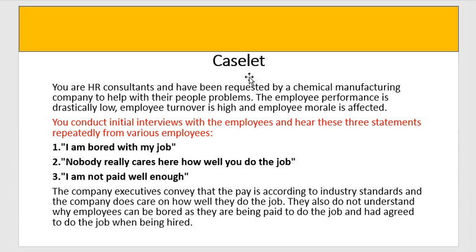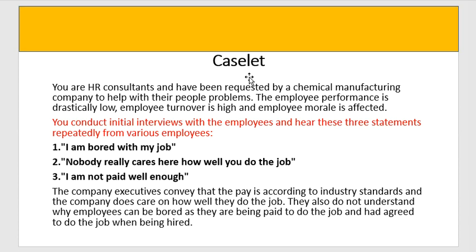The employee performance is drastically low. That's why they're calling you. Employee turnover is high. That means people are leaving the organization, and employee morale is affected. So, as normal consultants, you would do an initial study, you will do initial interviews, and out of all this, you get the feedback from the employees, and all the major concerns of the employees can be summed up into three statements. One is, I am bored with my job. Second, nobody really cares how well you do the job. And third, I am not paid well enough.